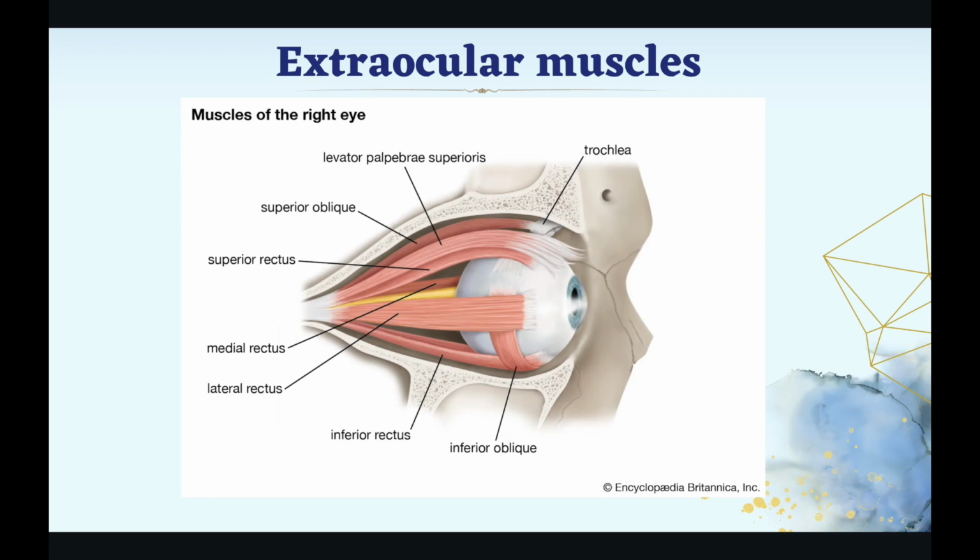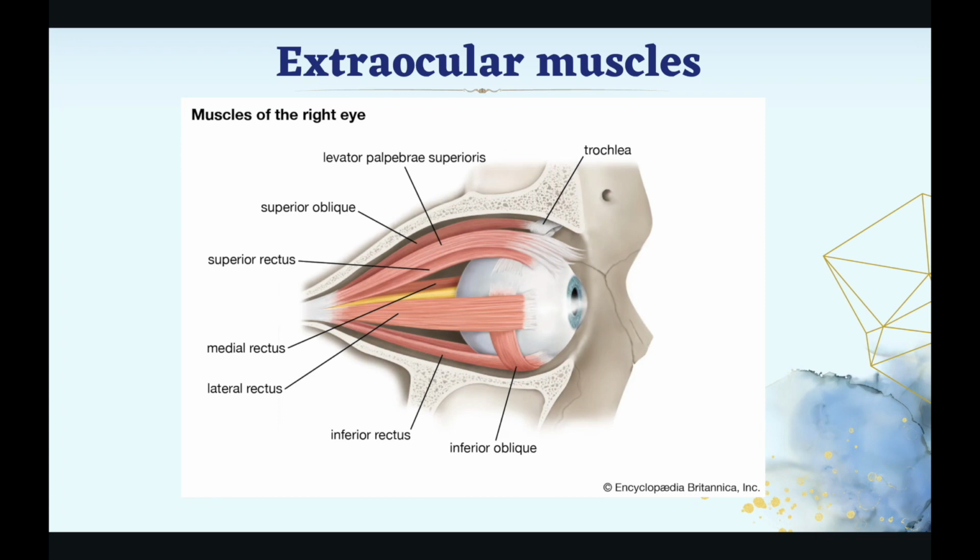Insertion. The four recti pass forward. They become wider and separate from each other. Together they form a muscular cone that encloses the optic nerve and the posterior part of the eyeball. The tendon of each muscle pierces the fascial sheath of the eyeball and is inserted into the sclera about 6 mm behind the cornea. Nerve supply. Superior rectus, inferior rectus, and the medial rectus by the oculomotor nerve. The lateral rectus by the abducent nerve.